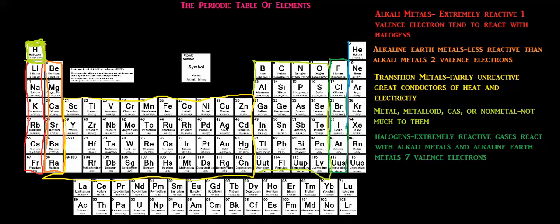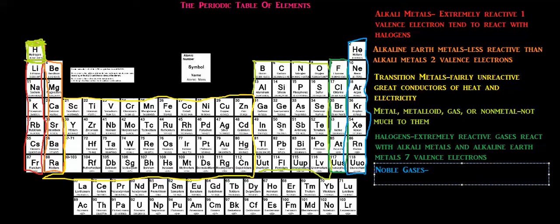And then we have our noble gases right here. That is not a straight line. So noble gases are extremely unreactive. They're extremely unreactive because they have all of their shells full. Their valence shell is full.